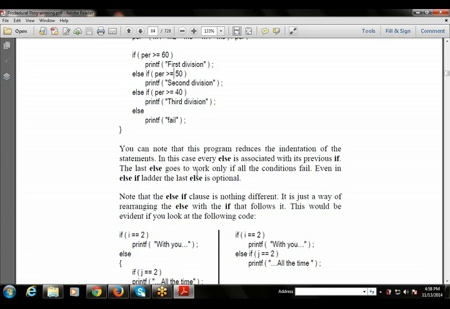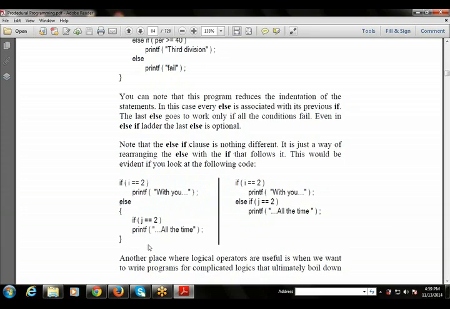It is just a way of rearranging the else within the if that follows it. This would be evident if you look at the following code. This is the code that is used if i equals 2, that is, if the equality check is satisfied, then printf with u. This is the output, that is printf. That is, if it is equal to 2, then printf the statement with u.